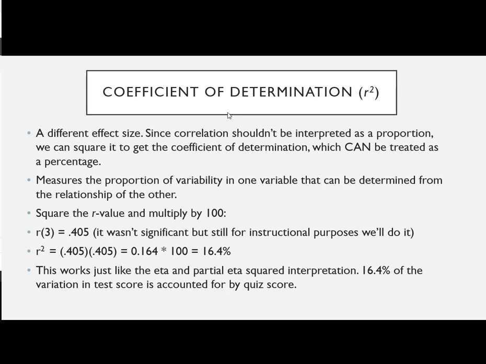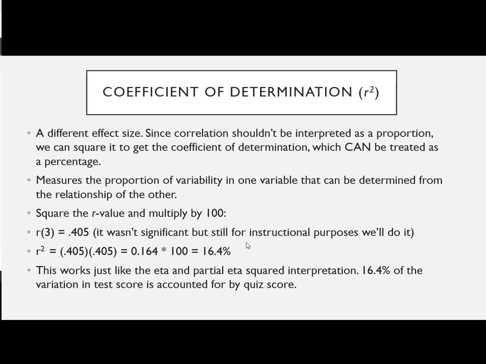All right, so we talked about the coefficient of determination before, r squared. It's a different effect size. Since correlation should not be interpreted as a proportion, we can square it to get the coefficient of determination, which can be treated as a percentage. We've talked about this already. It measures the proportion of variability in one variable that can be determined from the relationship with the other. We just square the r value and multiply by 100.